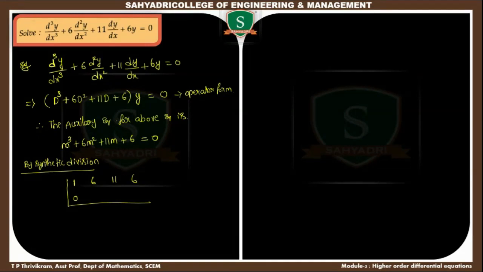Suppose if I take m equal to minus 1, my trial and error I am checking here. So if I take m equal to minus 1, what happens? M cube is minus 1 cube, it is minus 1, plus minus 1 square is plus 1, so 6 minus 11 plus 6. So what happens? 6 plus 6, 12, minus 1 minus 11, so it is minus 12. So you are getting 0. So it is satisfying this equation. So we will get m equal to minus 1 is the one solution.